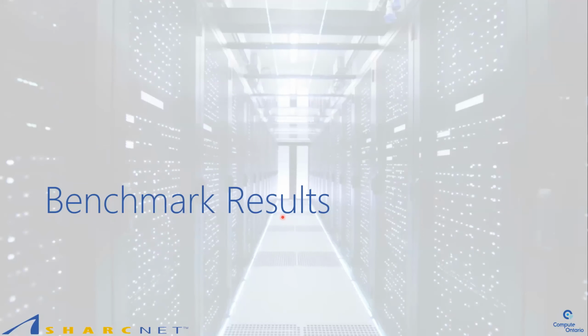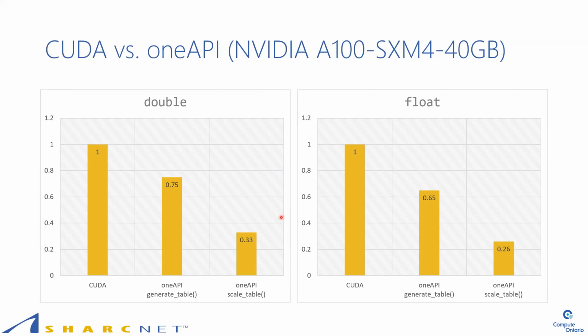So here are some preliminary benchmark results for you. This is CUDA versus oneAPI on NVIDIA Ampere A100. This is performance for double, and this is for float. If we, for example, consider CUDA as 1, then for the oneAPI version of generate table, we get about 75% of CUDA performance. And this is for scale table. They may seem kind of disappointing, but there is a reason behind that. I'll explain it during the live session.